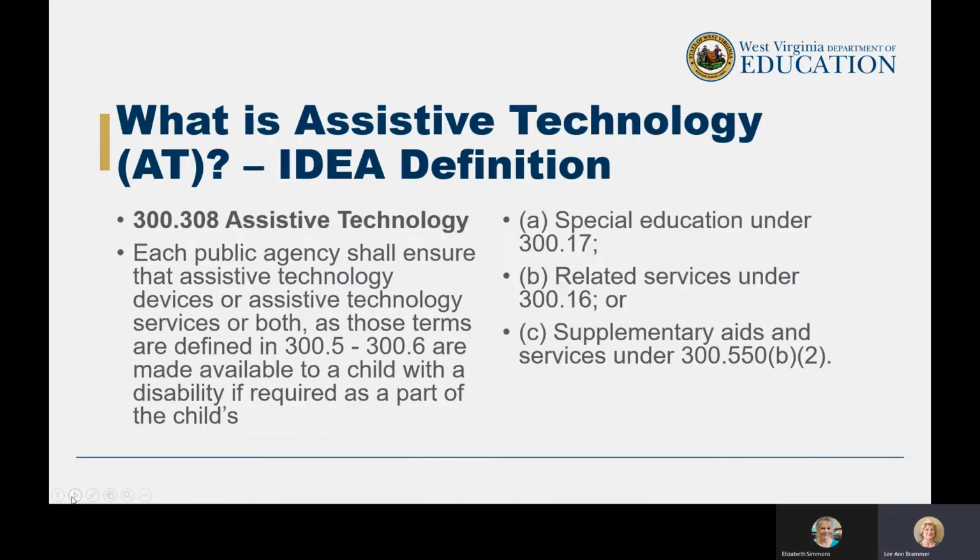The assistive technology definition, this is from IDEA, and one of the things that it mentions is that each public agency shall ensure that assistive technology devices or assistive technology services or both are made available to children with disabilities if they require them.